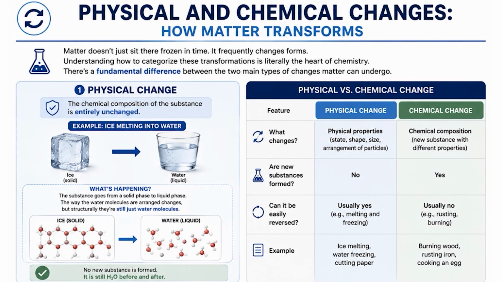There's a fundamental difference between the 2 main types of changes matter can undergo. In a physical change, the chemical composition of the substance is entirely unchanged. Think about ice melting into water. The substance goes from a solid phase to a liquid phase. The way the water molecules are arranged changes, but structurally, they're still just water molecules.